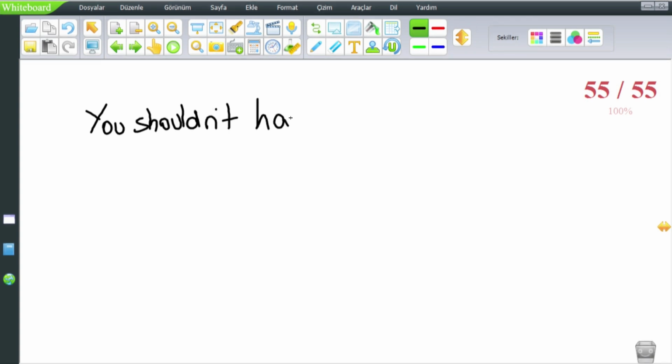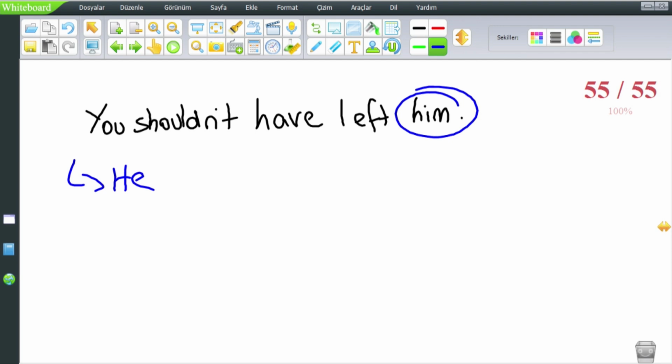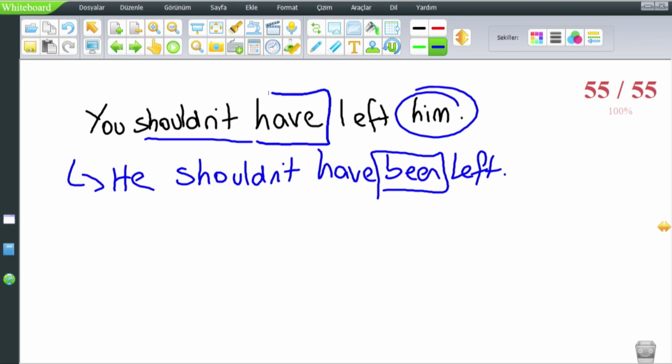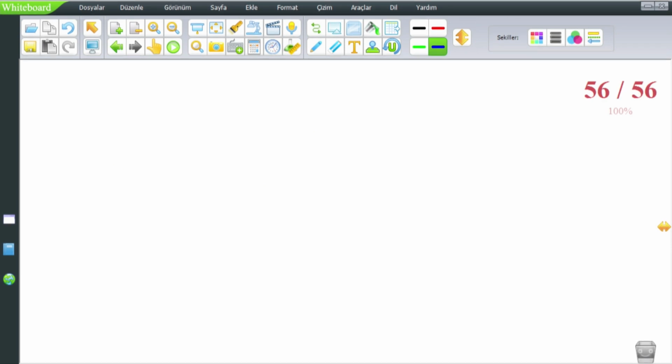You shouldn't have left him. He is my object in the sentence. He shouldn't have been left. I added been because in here I used shouldn't have left, and been here added the meaning of passive voice.